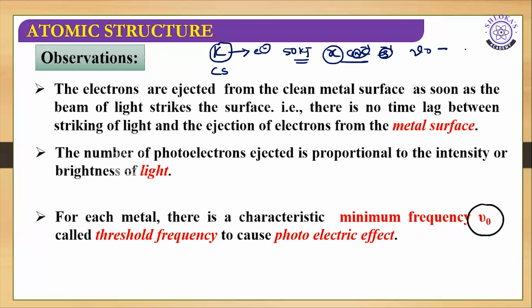That nu value is some 150 frequency, I am taking, right? At the same time cesium will also have some nu naught value, but this is not equal to 150. It may be lesser or greater, depending upon the nature of the metal. So the third point is that for each metal there is an individual threshold frequency. What is threshold frequency? The minimum frequency required for a metal to cause a photoelectric effect, or to eject the electron from its surface, is called the threshold frequency, denoted with nu naught. Understood? So this is the third observation.